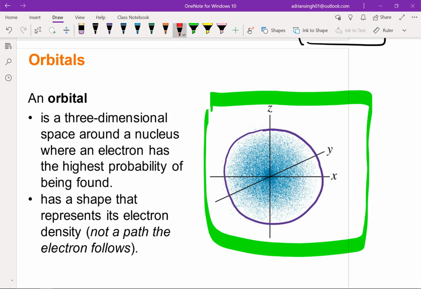At the very center of the orbital, or at the center of the atom, don't forget that we have the nucleus right there in the middle. So an orbital is just a region in space around the nucleus where there's a high probability of locating the electron. Electrons are very, very difficult to pinpoint. We can't really say with 100% certainty where they are located. Instead, we use probability. So there's a high probability of finding the electron in that space.